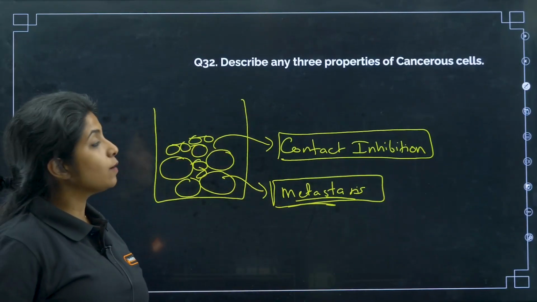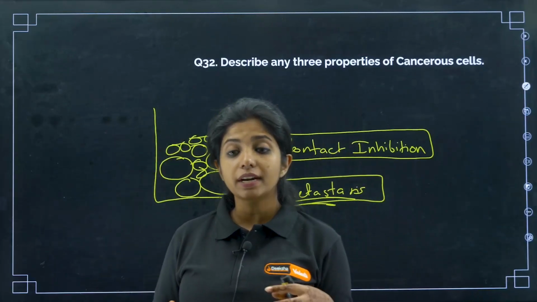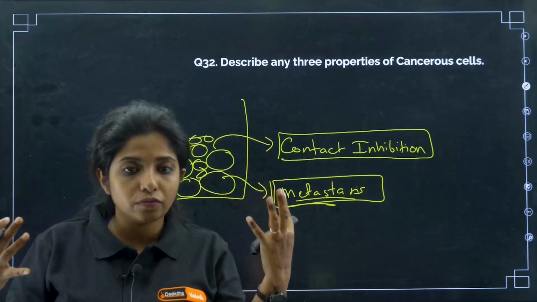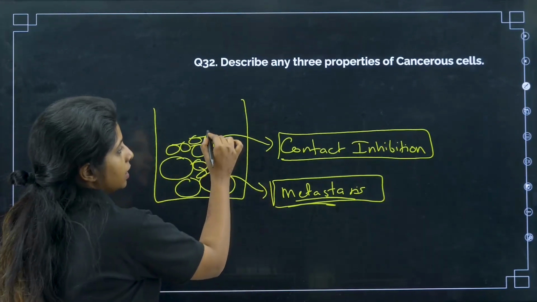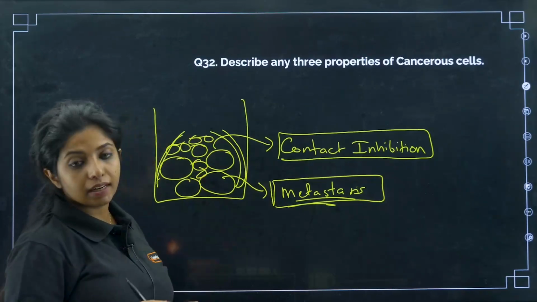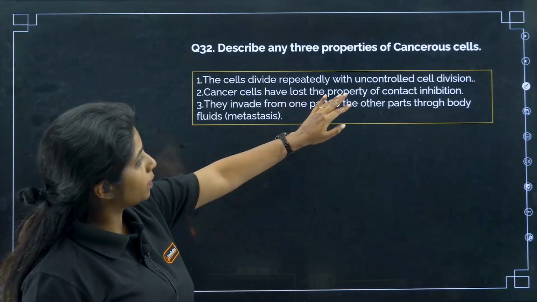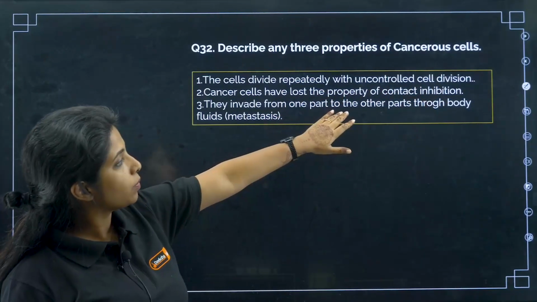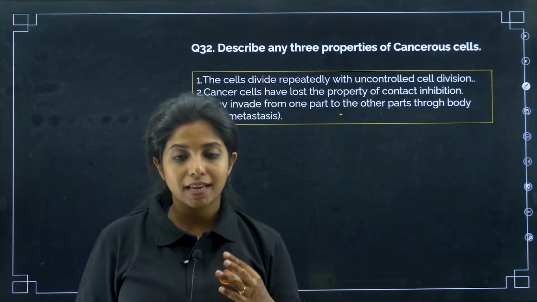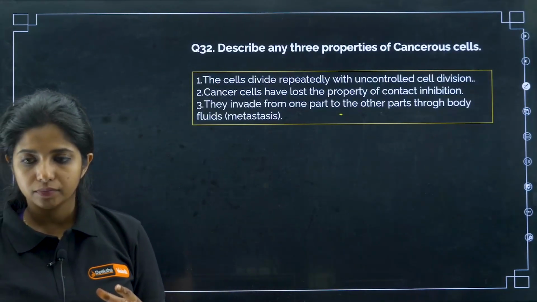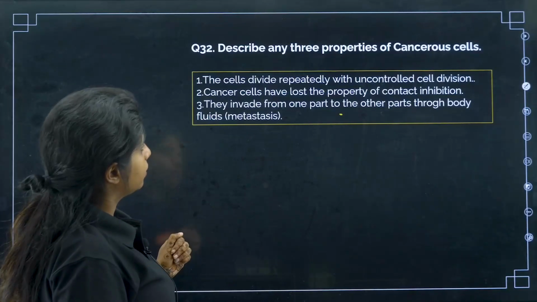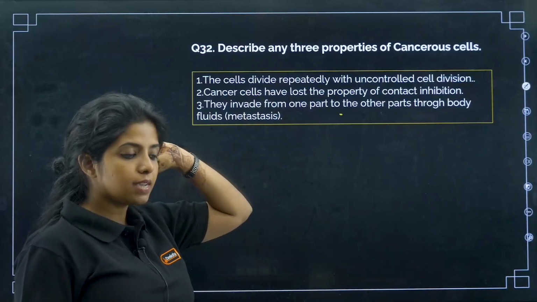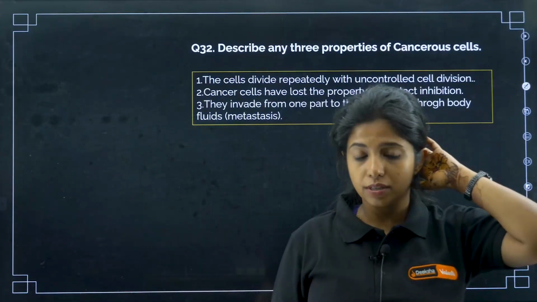You get it? Now the third property: cancer cells will create their own blood vessels around them so that they can get enough nutrient supply. So the cells divide repeatedly with uncontrolled cell division. Cancer cells have lost the property of contact inhibition. They invade from one part of the body to the other through a process known as metastasis. Cool? Yes, that is there. So these 3 points you can write, and also you can write that they create their own blood vessels for nutrient supply.